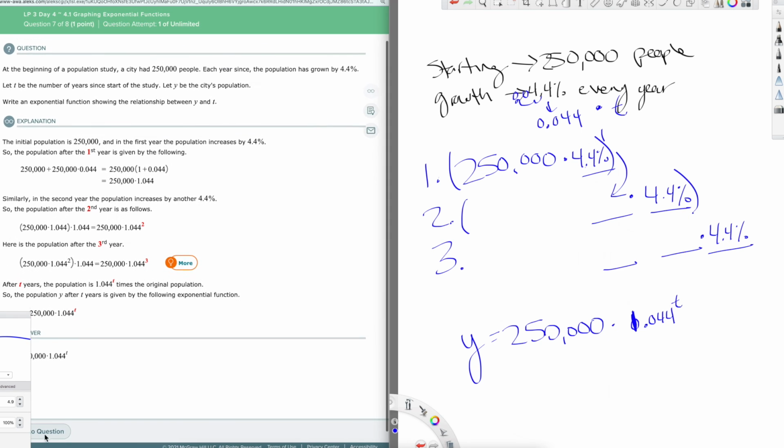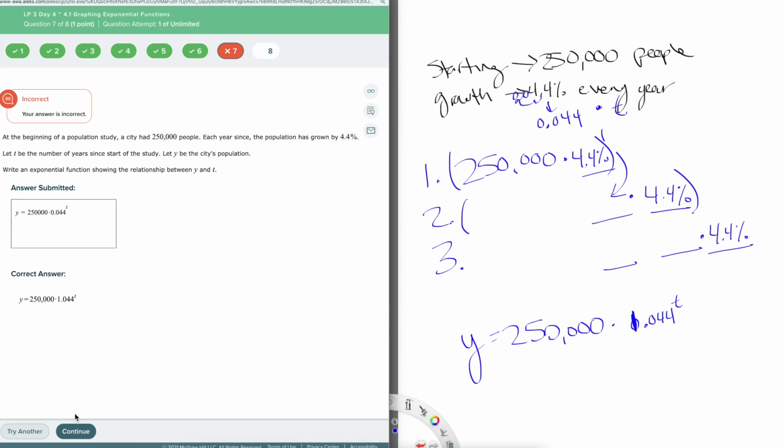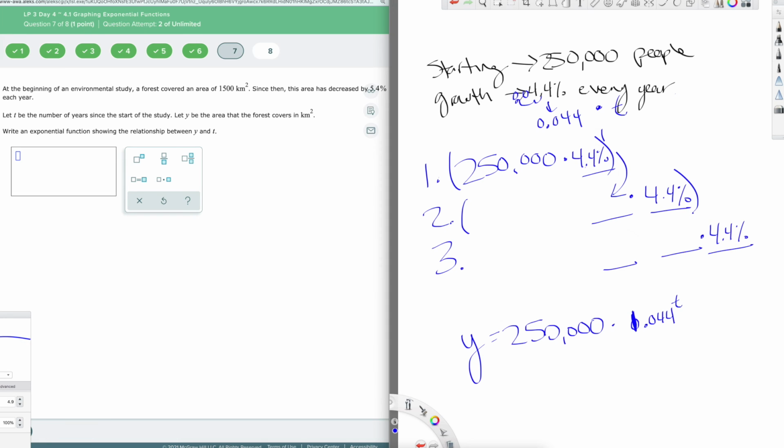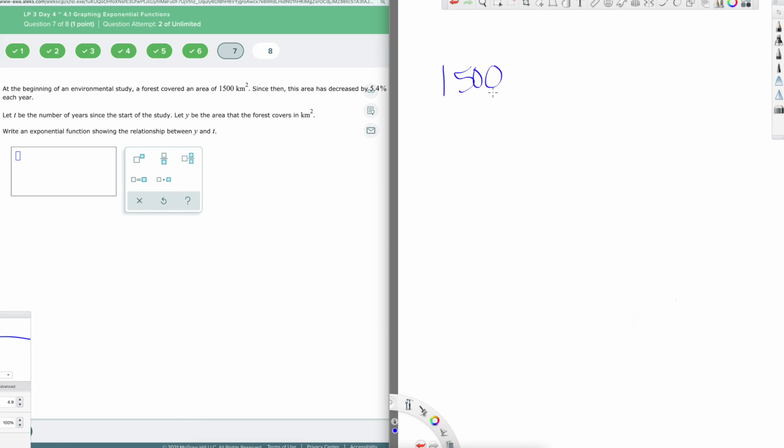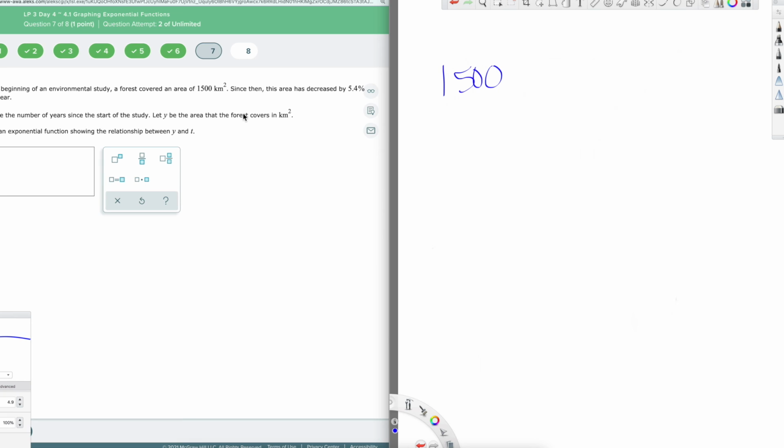Let's try another one, since I messed that one up. This time, at the beginning of an environmental study, a forest covers this much area, so this is our starting point. Since then, it has decreased, so this is a decay. Decay means I'm going to take the 100% that I forgot in the first one and subtract 5.4 from it, so that tells us how much of the forest is left each year.